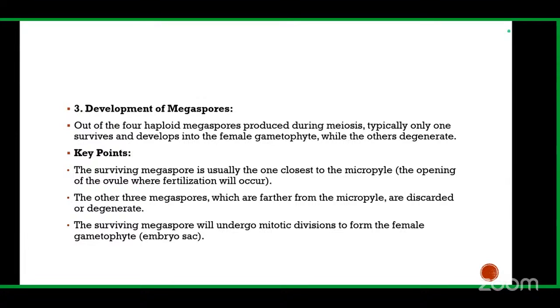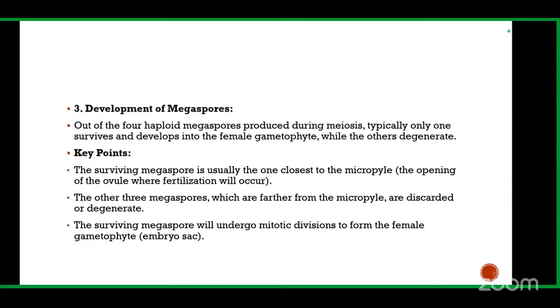But in our earlier microsporogenesis, what we have seen, all the 4 are functional. But here only 1 is functional and it will develop into the female gametophyte, while the rest will degenerate. The key point is that the surviving megaspore is usually the one closest to the micropyle, the opening of the ovule where fertilization will occur.